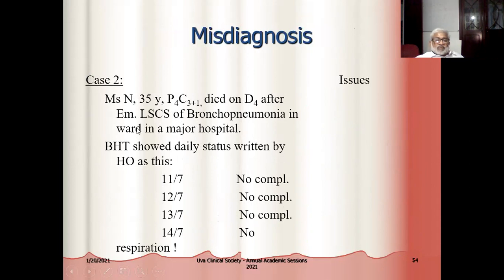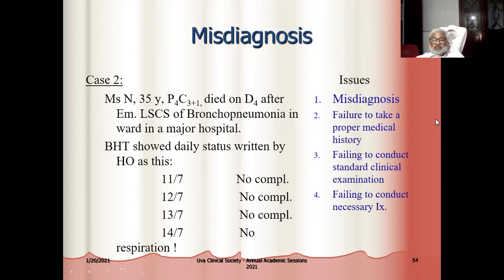Case of misdiagnosis. A 35-year-old mother of 4 died on day 4 after emergency cesarean section. Cause of death was pneumonia, bronchopneumonia. The BHT showed daily status written by the HO as this: 11th, no complaint; 12th, no complaint; 13th, no complaint; 14th, no respiration. There is misdiagnosis, failure to take proper medical history, failing to conduct standard clinical examination, failing to conduct necessary investigations.